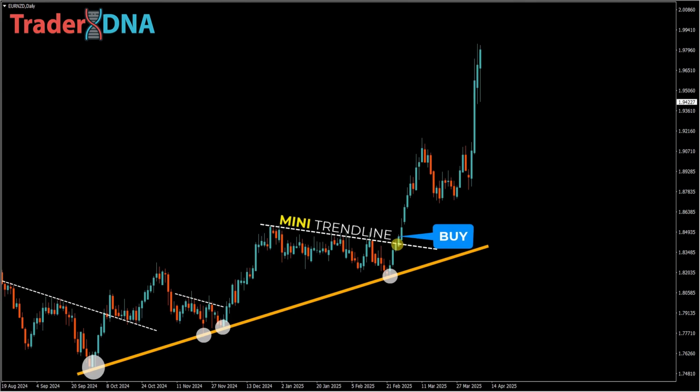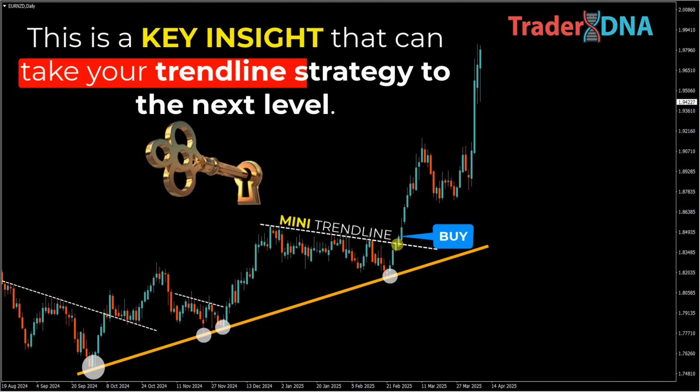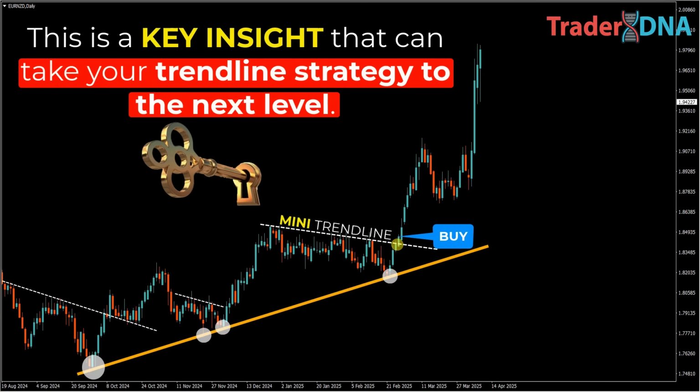After the breakout is confirmed, you enter a buy position, either right at the close of the breakout candle or at the open of the next candle, depending on your entry style. Now, before we move any further, let me show you something powerful. This is a key insight that can take your trendline strategy to the next level and help you identify high probability trade signals with confidence.